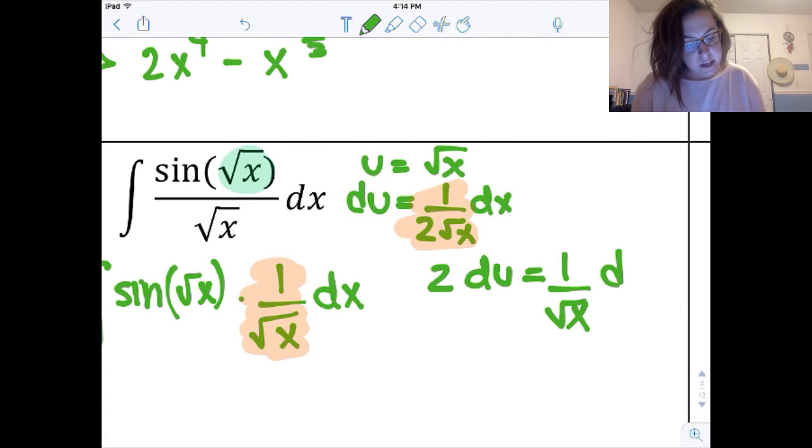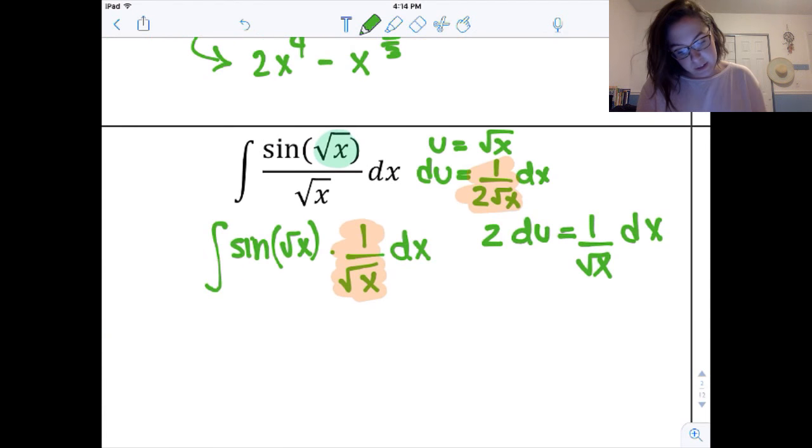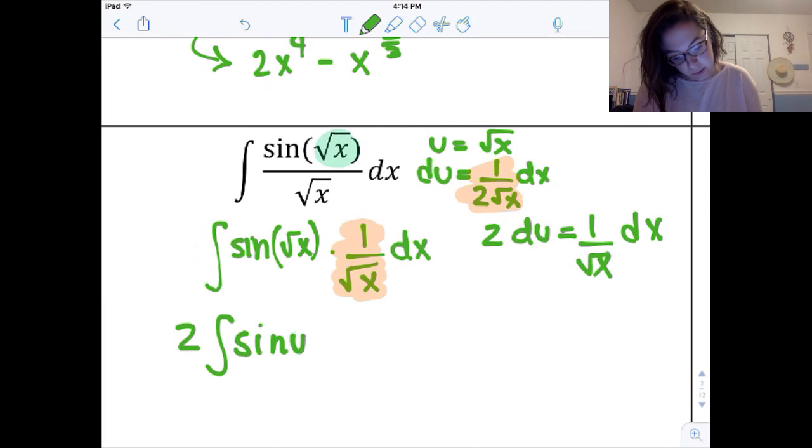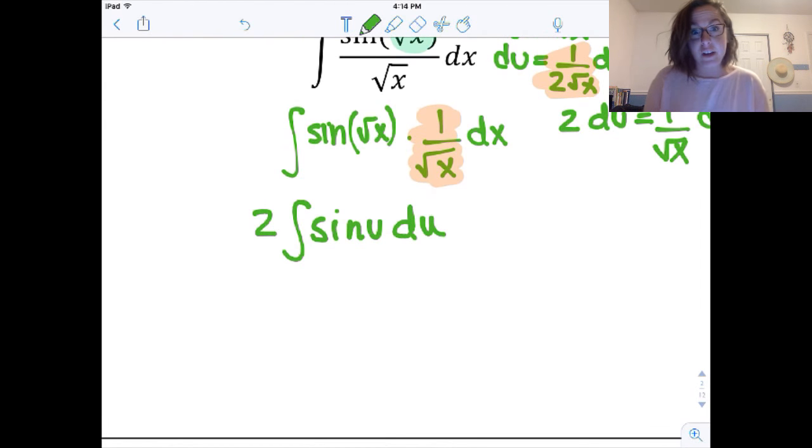If you were doing this the other way, you would solve for dx and then plug in. I'm again doing it the more intuitive way that you would see a college professor do it, but you can do it whatever way, okay? So this is going to be 2 times the integral of sine u du, once you simplify it down a little bit. And now I'm just integrating. The 2 is a constant. It hangs out in the front.